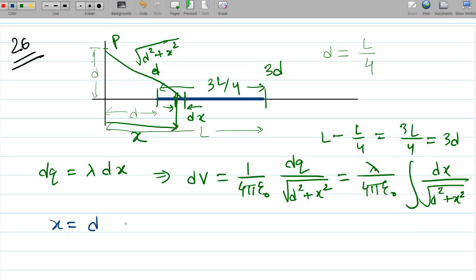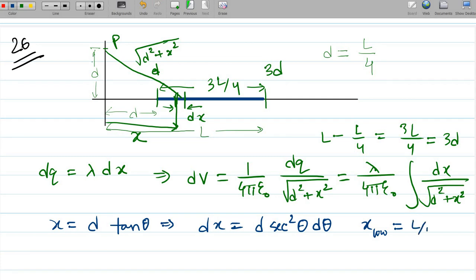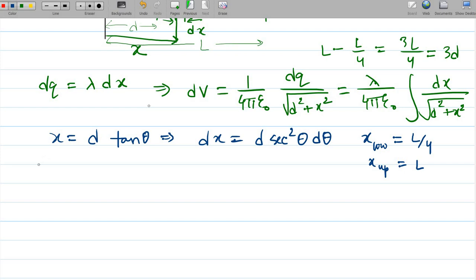x is equal to d tan theta, and then of course dx equals d sec squared theta d theta, and then the lower limit of x is d, or rather L by 4, I should say. I can also say that, can't I? Yeah, I can. I can say L by 4 and x upper limit is going to be equal to 4d, or simply L. So that's that. By the way, this d again and that d, they're not related. So this is unfortunately the problem with mathematics. We run out of symbols pretty quickly. So we have to be patient with this.